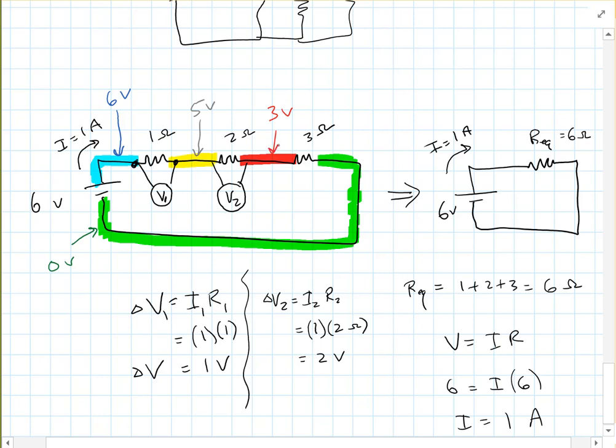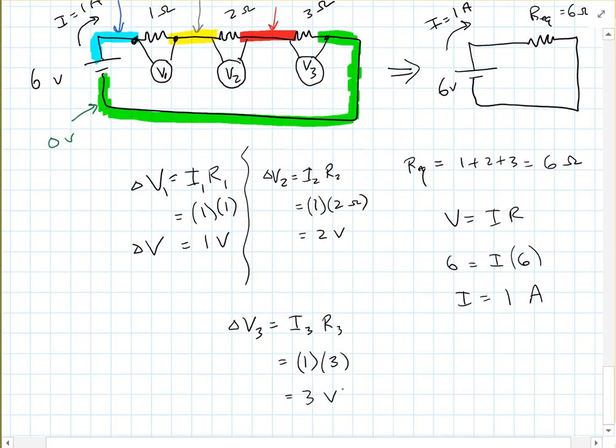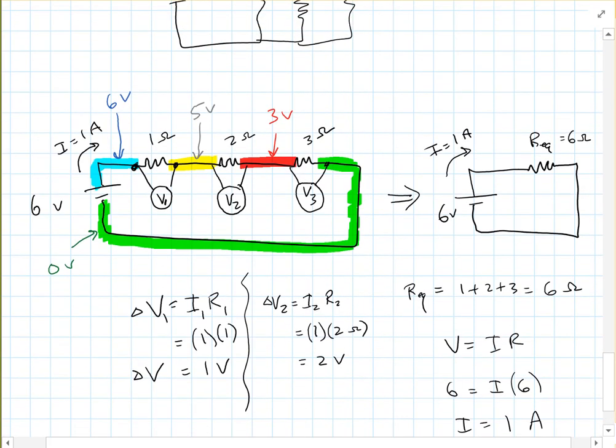And then you could do it one more time. And you would see that delta V across resistor 3 is the current through resistor 3 times the resistance. The current is 1, the resistance is 3, so we get 3 volts. And what do we get? The left side is hooked up to 3, the right side is hooked up to 0, so it checks. Everything's good.